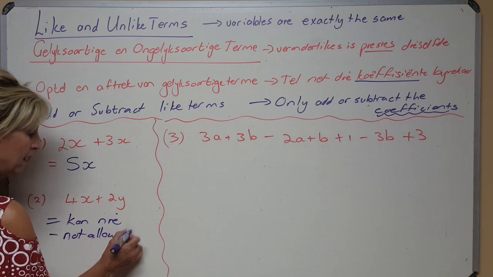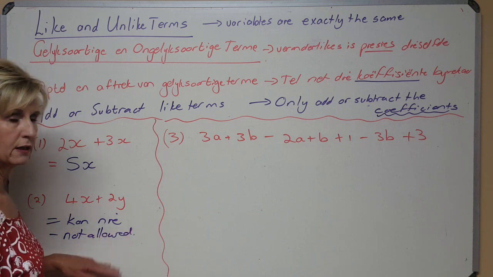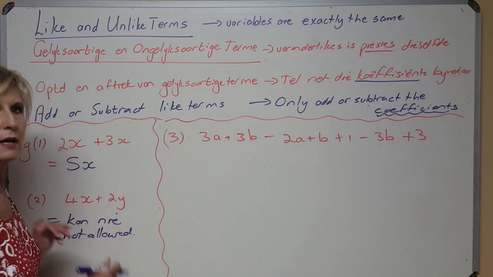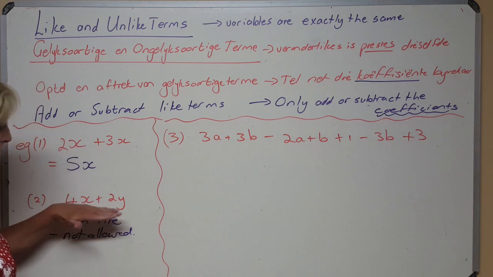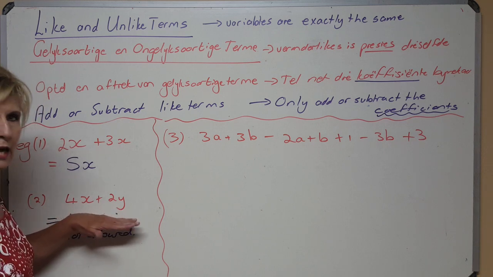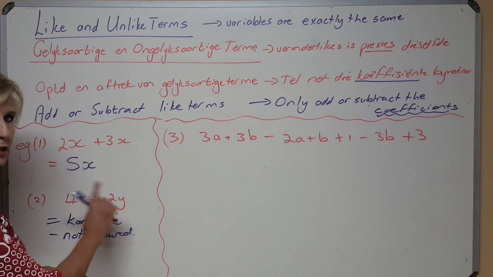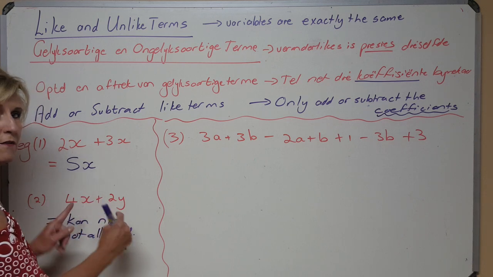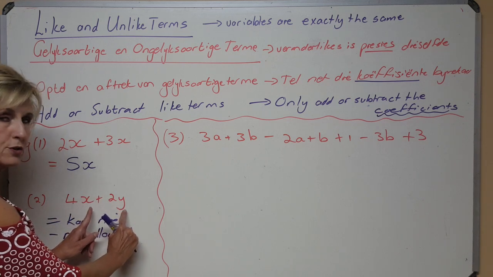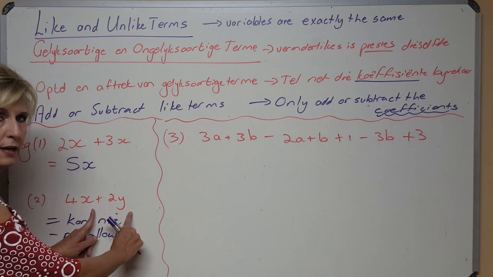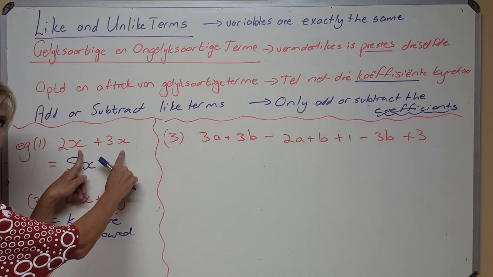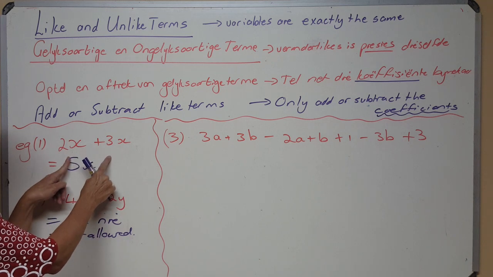Can't simplify. Kan nie vereenvoudig nie. Enigiets in die lyn van juffrou, ek kan nie aangaan met hierdie som nie. You cannot go on with this sum because you cannot add unlike terms. What makes them like? That the variables are the same. Then the variables are not the same, so they're unlike. You cannot add them. If they are like terms, you can add the coefficients.